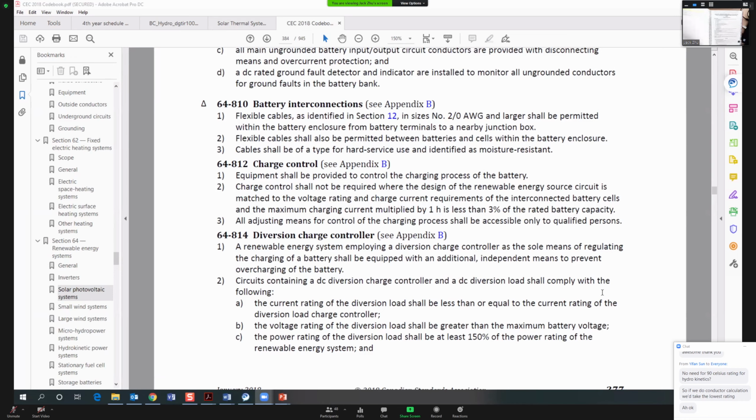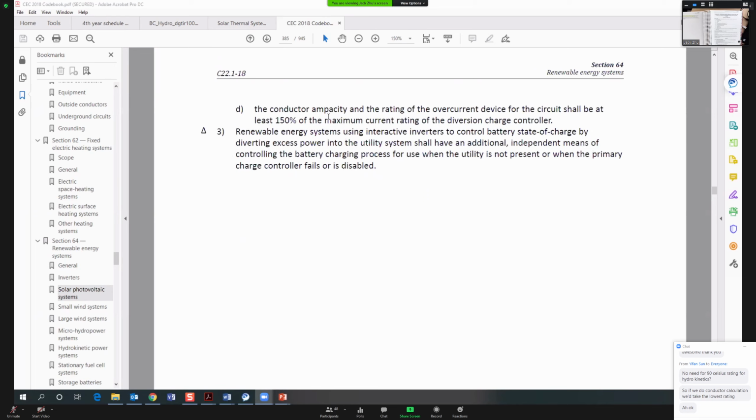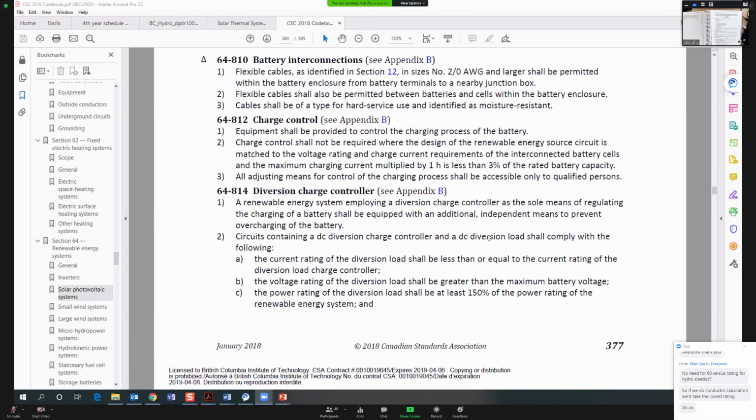Also the next one: the conductor ampacity and the rating of the overcurrent device for the circuit shall be at least 150% of the maximum current rating of the diversion charge controller. Because your conductor also can supply more current, that's why your diversion load also has to be rated for 150%. So C and D are kind of matching together.